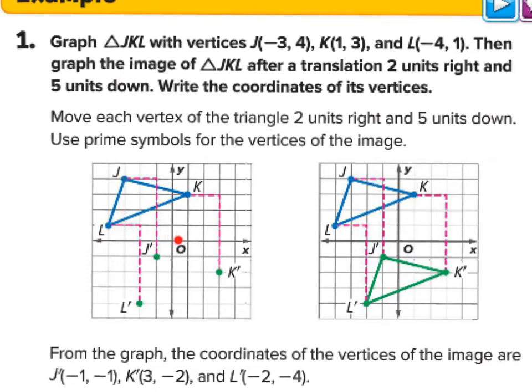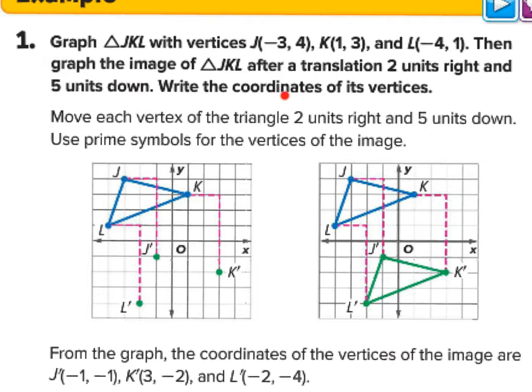1 right there, and 3 for K. And negative 4, 1. Negative 4, 1 for L. Then graph the image of triangle JKL after a translation 2 units right and 5 units down. Write the coordinates of its vertices.